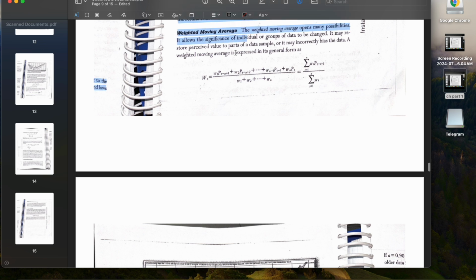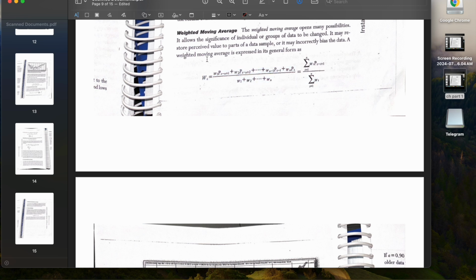Then we have the weighted moving average. The weighted moving average basically allows the significance of individual or groups of data to be changed. If you think that a particular time period's data or a particular data set needs to be given more importance or more weightage, then you use the weighted moving average.